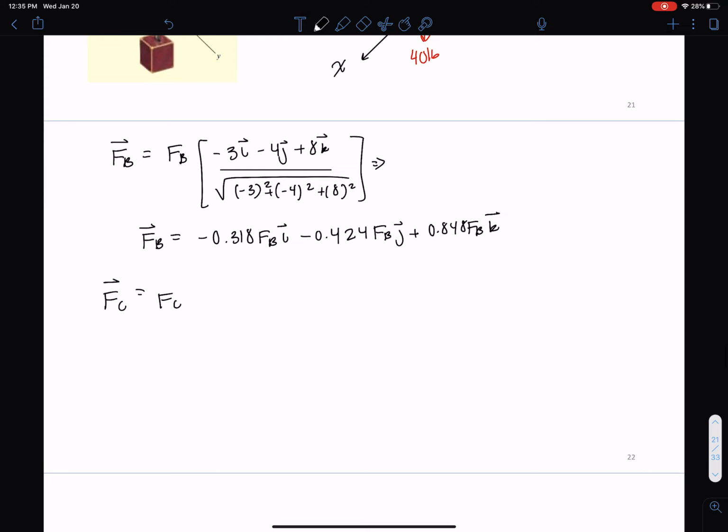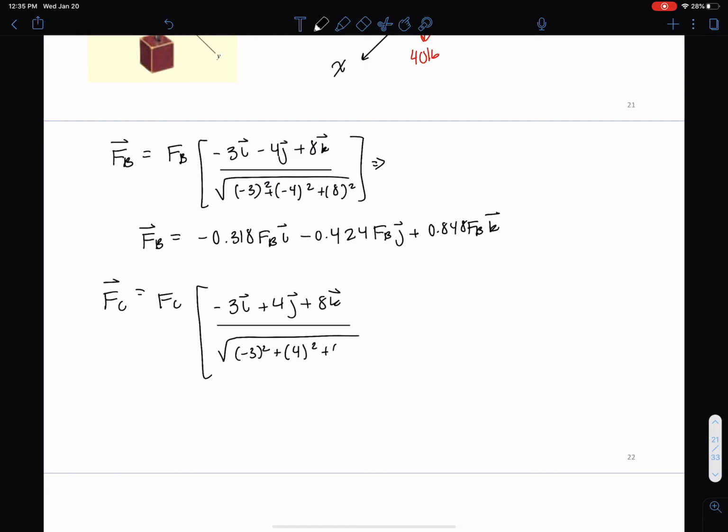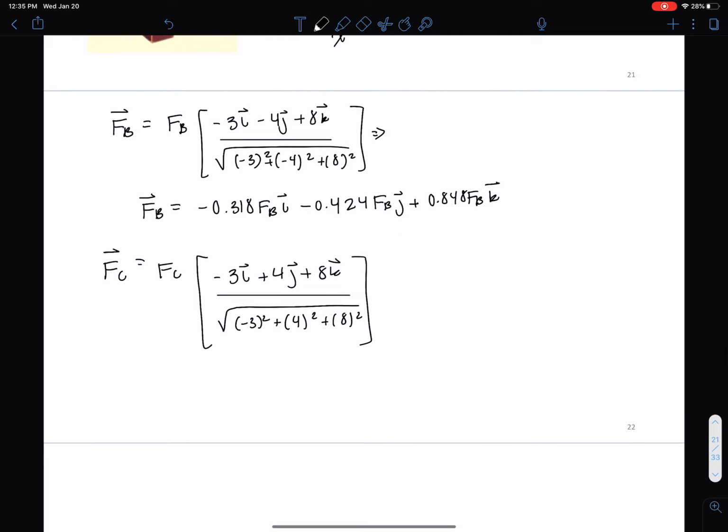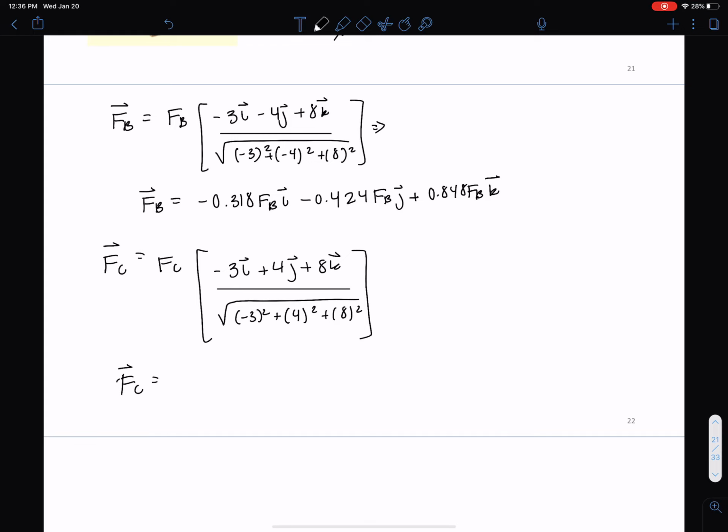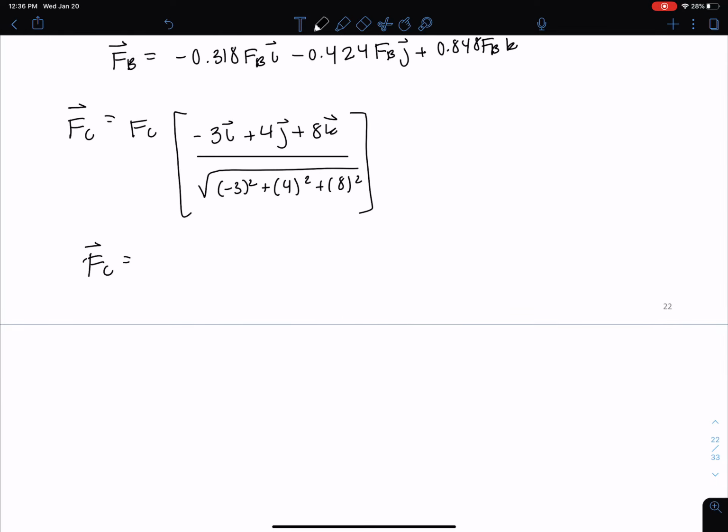So now I can come back here and multiply it by the unit vector to get that direction in. So -3i, now it's going to be plus 4j plus 8k divided by the magnitude of this, which is -3 squared plus 4 squared plus 8 squared. And I end up getting that FC is equal to -0.318 FC in the I direction plus 0.424 FC in the J direction plus 0.848 FC in the K direction.